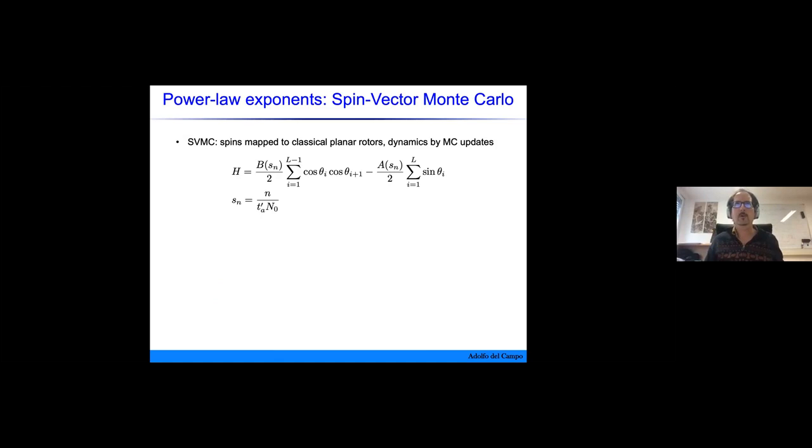As for the classical model that we consider, maybe this is known to some of you, it is the so-called spin vector Monte Carlo model. What you do is, you want to describe within classical statistical mechanics a transverse field Ising model. So you substitute any of the Pauli matrices by a cosine of theta. You essentially have classical planar rotors instead of quantum spins, and you mimic the lack of commutativity between the different Pauli matrices by making the ferromagnetic term go with the cosine of the angle of the rotor, and the transverse magnetic field with the sine.